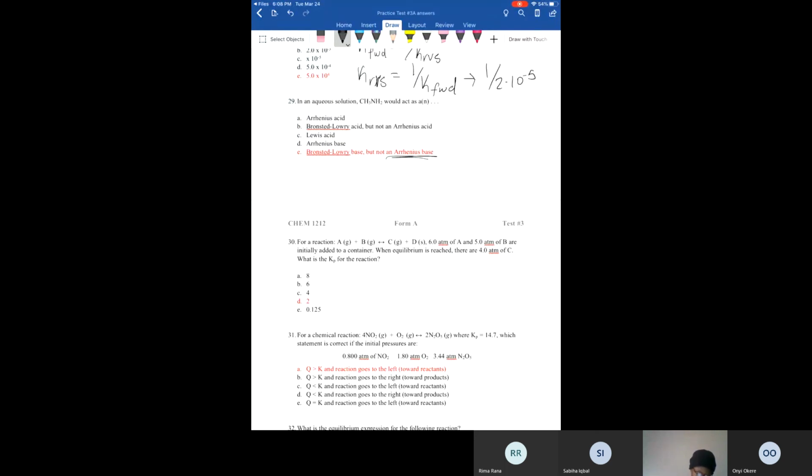Let me do this differently. You've got that H here and H there. You've got this lone pair, and it's mostly because of this lone pair that it can donate these electrons. But it's not necessarily going to increase the OH minus concentration. That's the definition of an Arrhenius base, that it increases your OH minus concentration, but it's not necessarily going to do that. That makes sense.